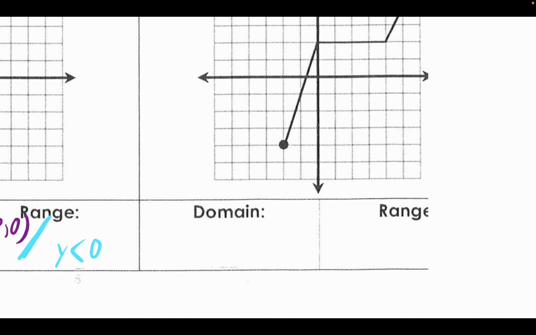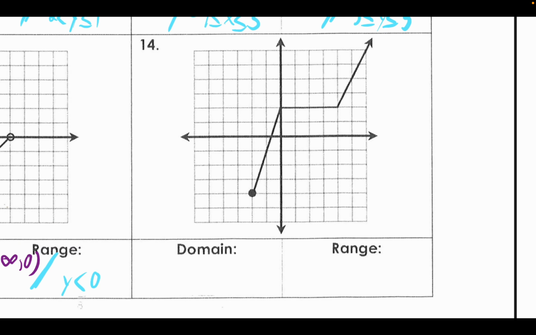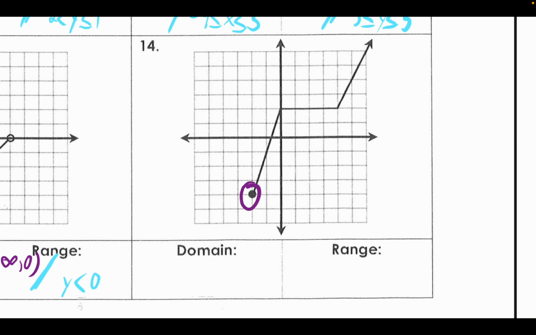Number 14 here. As we go left to right, we notice there's a closed circle and it stops, but to the right there's an arrow and there's no breaks or gaps. So the domain is farthest left, -2, farthest right, infinity, with a bracket around -2. Otherwise written as x is greater than or equal to -2, because -2 and everywhere to the right of that.